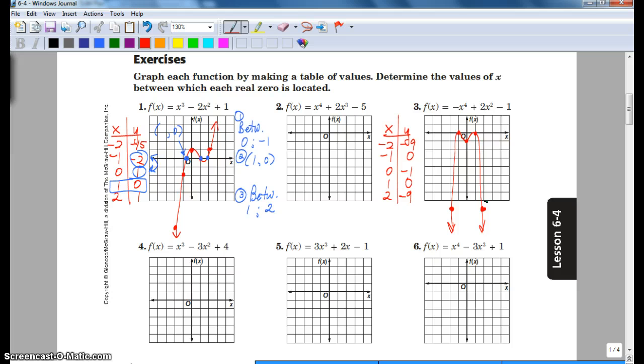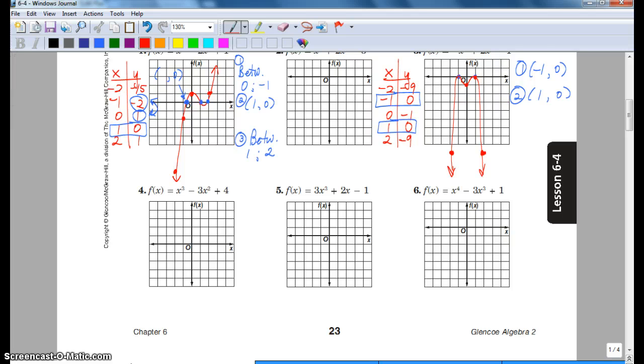Okay. So yeah, determine the x values, or the values, excuse me, of x between which each real zero is located. Well, this point right here and this point right here are definitive zeros or x-intercepts. So my answers, if I were to just jot them down off to the side here, are not between two values, but they are in fact two integer values, one at -1, the other at 1.